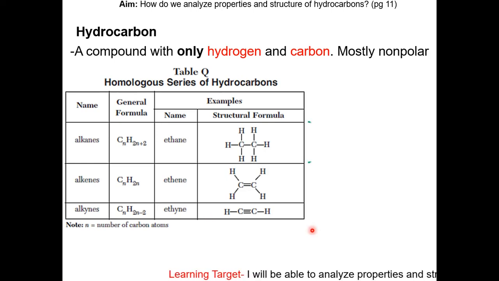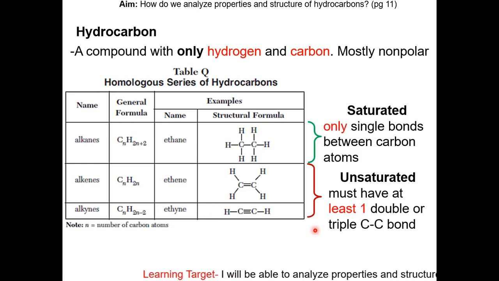Hydrocarbons can either be saturated or unsaturated. Saturated hydrocarbons have only single bonds between the carbon atoms. Alkanes are considered saturated hydrocarbons. Unsaturated hydrocarbons must have at least one double or triple carbon-carbon bond. Alkenes and alkynes are considered unsaturated hydrocarbons.